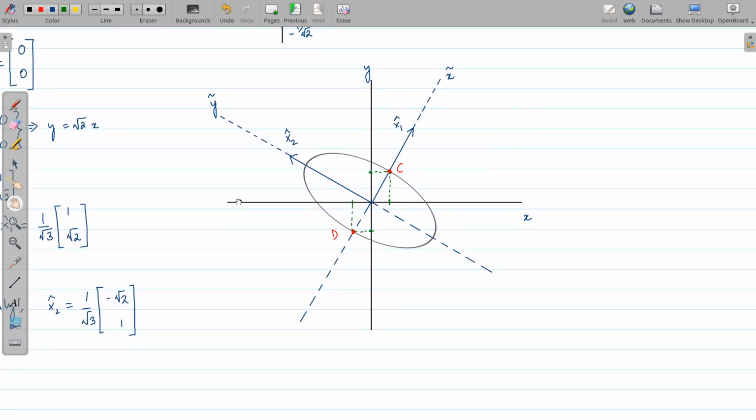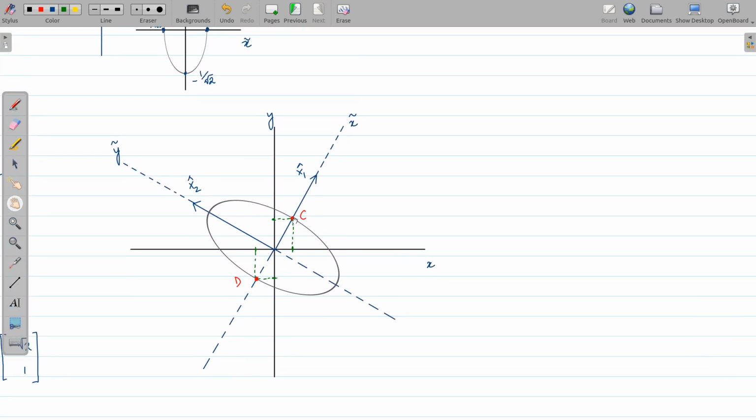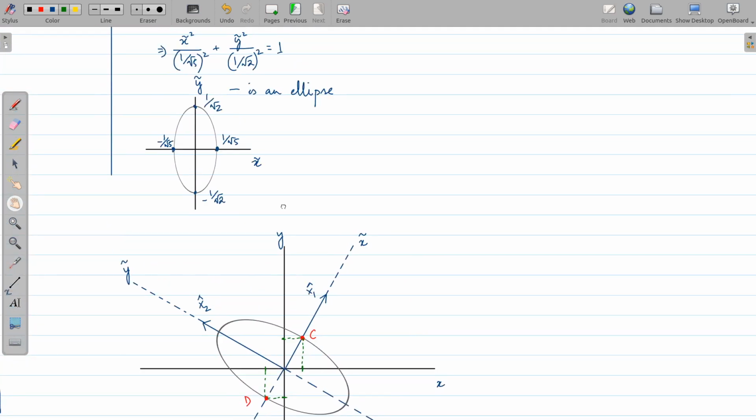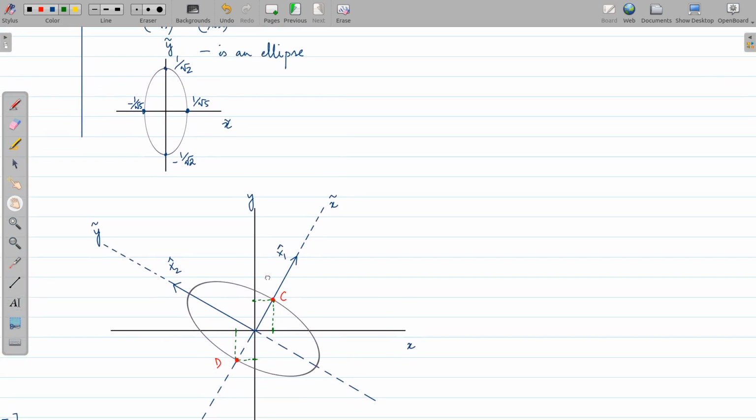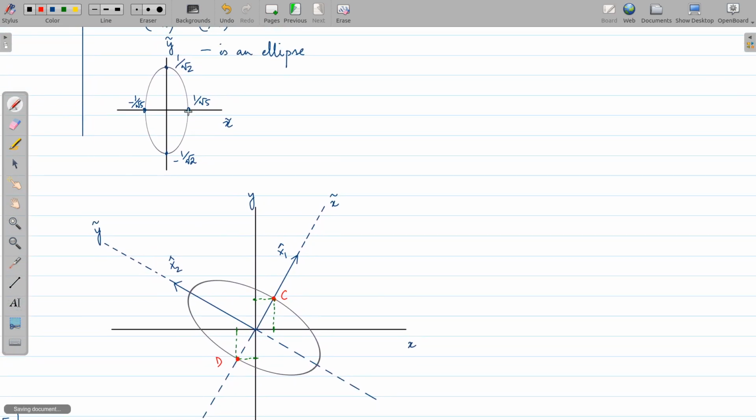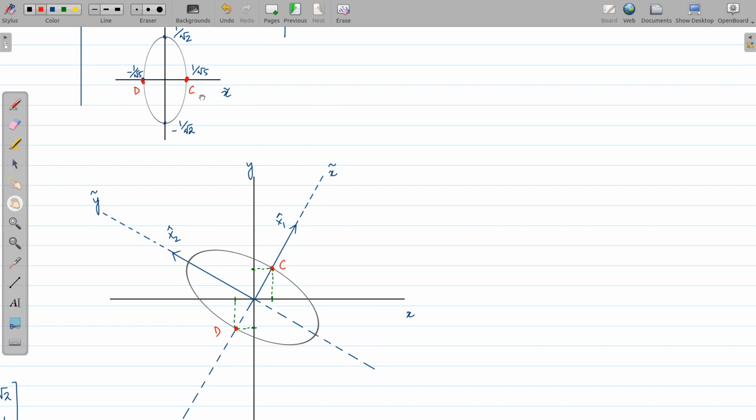So for this, what we can do is very straightforward. We already know these coordinates in the x tilde y tilde system. If you just compare these diagrams, this is your point C and this is the point D. This one is just rotated like this, so this is the same point C. So in this x tilde y tilde system, the point C has the coordinates.